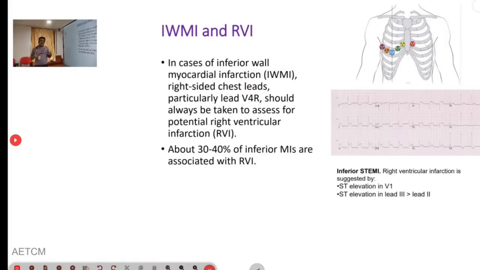Now, whenever you are seeing inferior wall myocardial infarction, always remember to take right-oriented leads, because 30 to 40% of inferior wall MI can have associated right ventricular myocardial infarction. So here you can see ST segment elevation in V1, that is a right-oriented lead. ST segment elevation in lead 3 more than lead 2. Okay. We will not discuss all these things, but take a right-oriented lead if you get an inferior wall myocardial infarction.